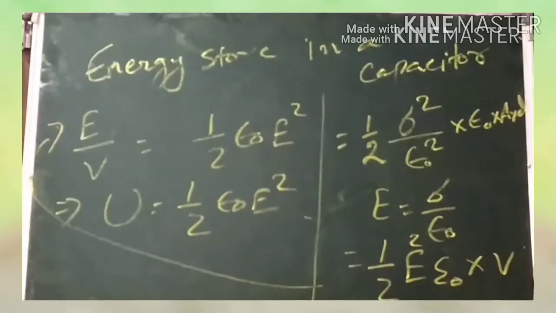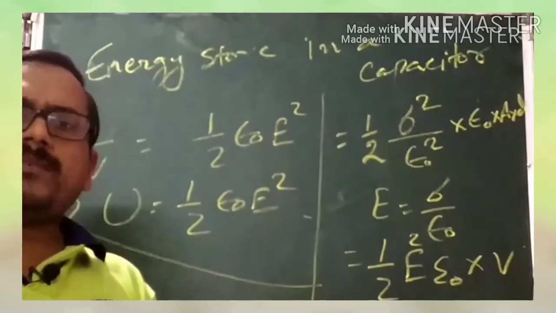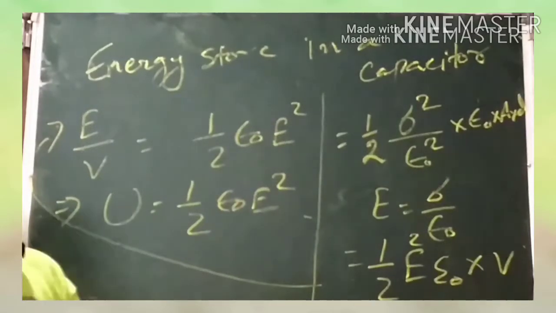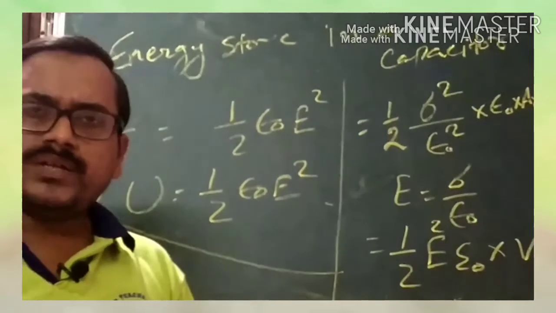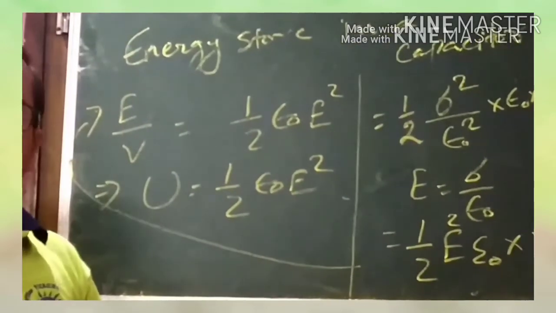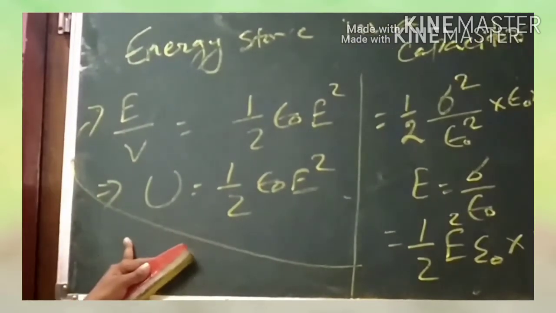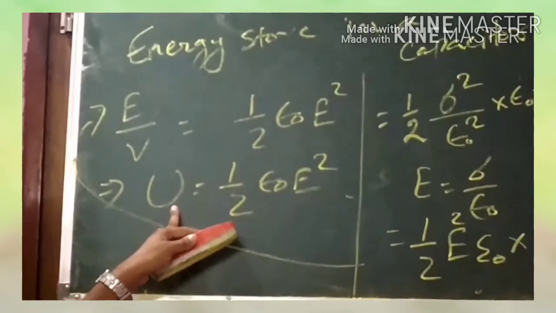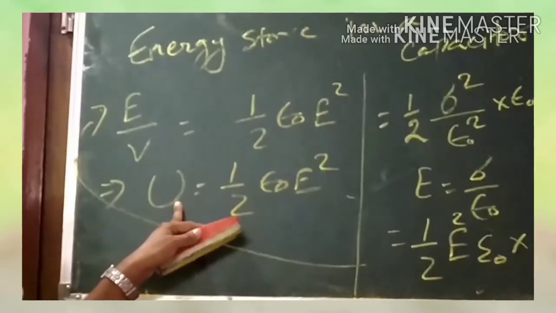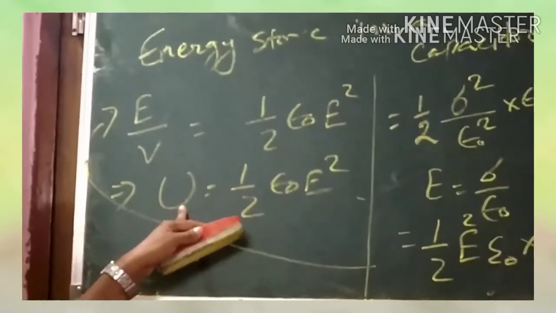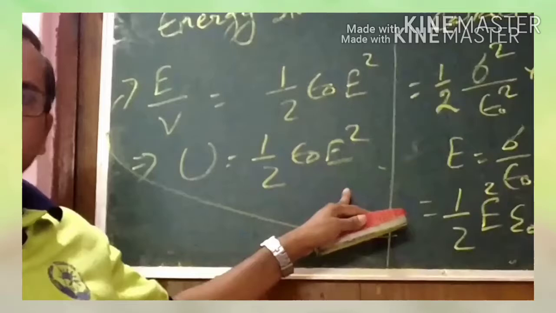So first we have calculated the energy stored in a capacitor. There are three formulas for calculating this. First is half CV square, second is Q square by 2C, and third is half into QV. And again we have calculated the formula for the energy density, and this energy density is nothing but the ratio of the total energy stored per unit volume. So this energy density will be equal to half epsilon 0 E square.